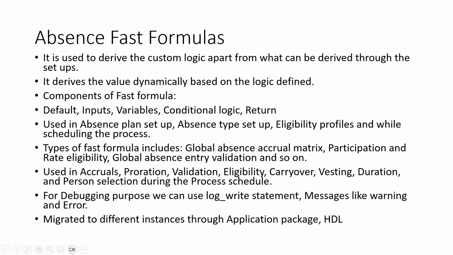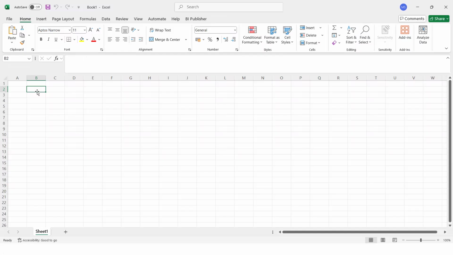So first, let's try to understand the components of the fast formula. What is all there in the fast formula components? So here, the first thing that we have to know or get from a fast formula is some output. So there has to be a return statement. A return statement is going to give us the output value.